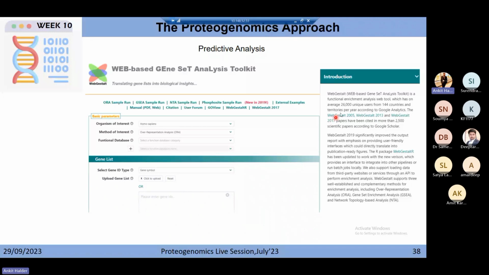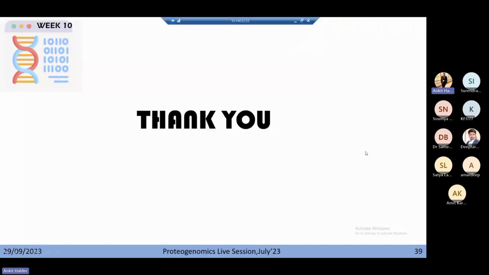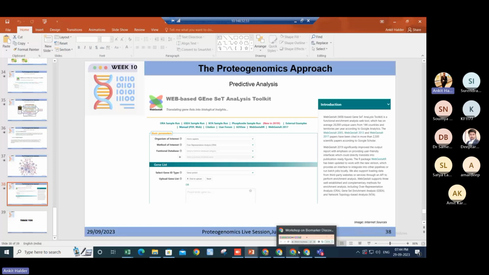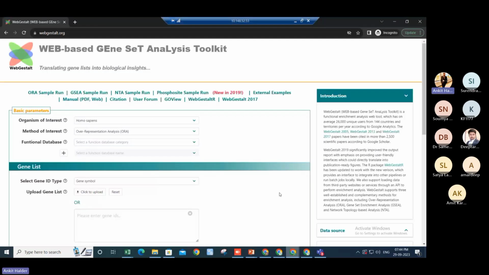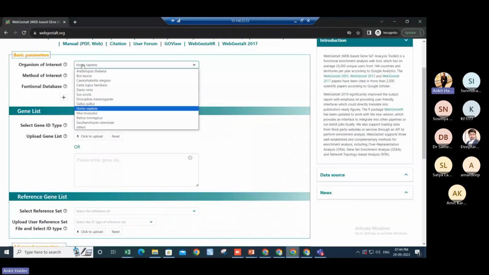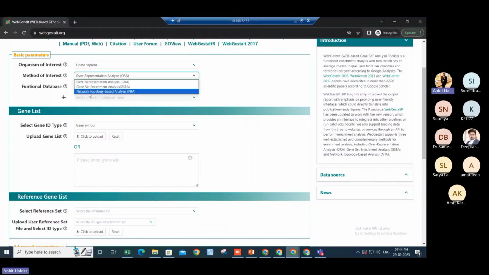This is WebGestalt. So let us go into the demo directly. This is the interface of WebGestalt. There you can choose organisms of your interest. So these many organisms are there. Homo sapiens, method of representation.